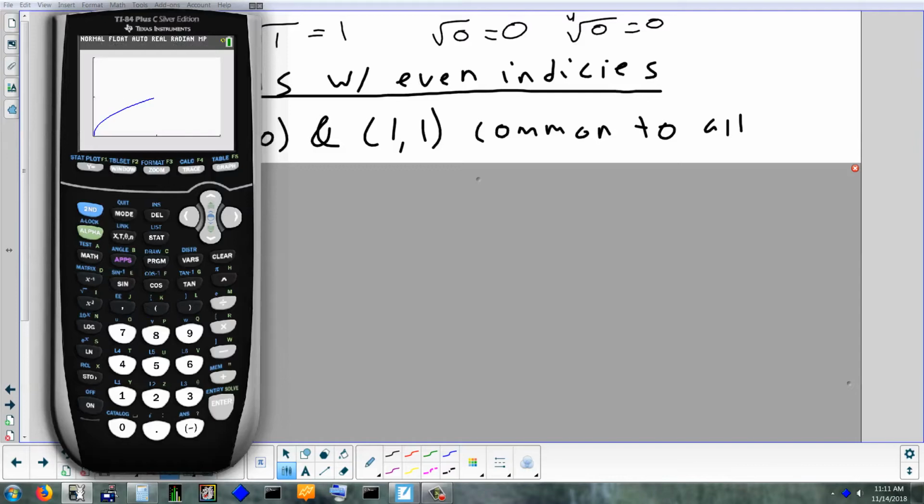Okay, it goes right through 0, 0. That's the square root. And here's the fourth root. It goes right through 0, 0. And they both go through the point 1, 1. Notice, though, they switch places at 1, which one is bigger and which one is smaller. After 1, the blue graph is above. Before 1, the blue graph is below.